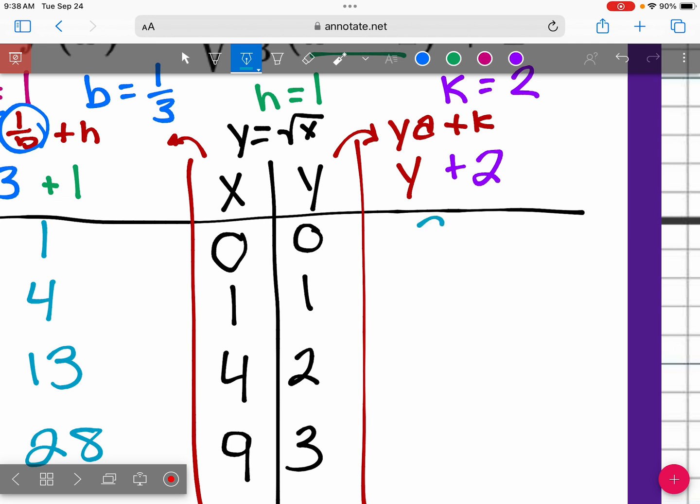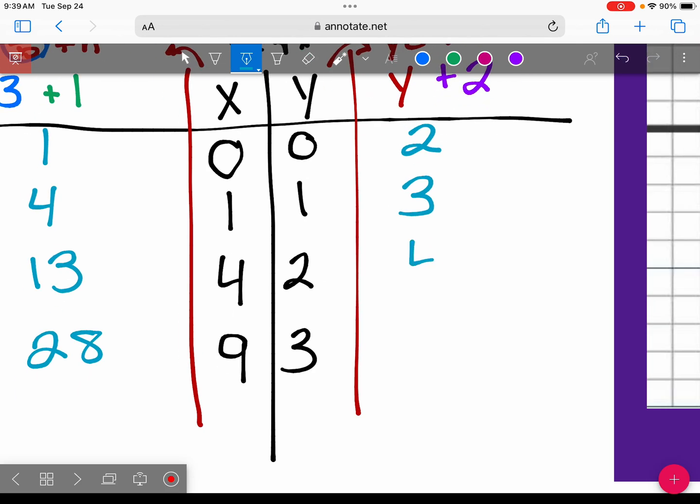We like that one. 0 plus 2 is just 2. 1 plus 2 is 3. 2 plus 2 is 4. And 3 plus 2 is 5. I ask such hard questions sometimes.